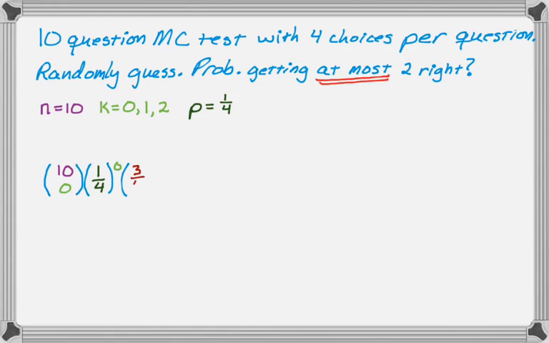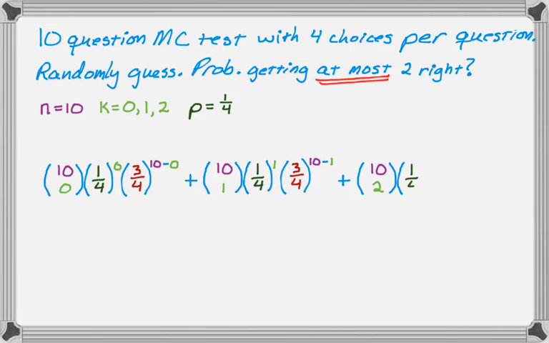So if we get none of them right, we're going to do this. So 10 choose 0, 1/4 to the 0, because it doesn't happen, and then 3/4 to the 10 minus 0, or 10 times we failed. So that's getting none right. Then we get exactly 1 right. So it just works out again. And then if we get exactly 2 right, we would get this, according to the theorem. I punched this into my calculator, and it gave me approximately 0.526. So we have a better than 1/2 chance of getting at most 2 right, so this strategy is awful.